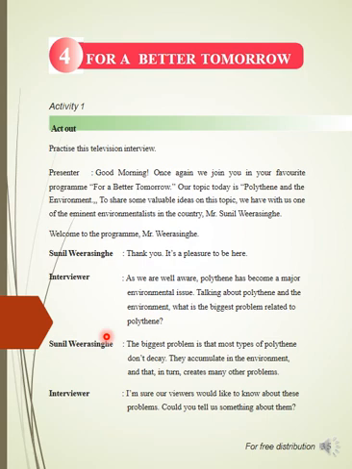But the environmentalist says here, the biggest problem is that many types of polythene don't decay, and they accumulate or collect in the environment and it creates many other problems. It means collecting polythene is making many problems.